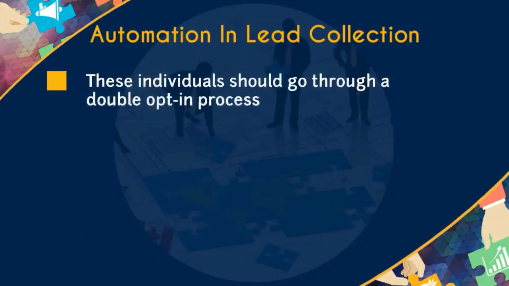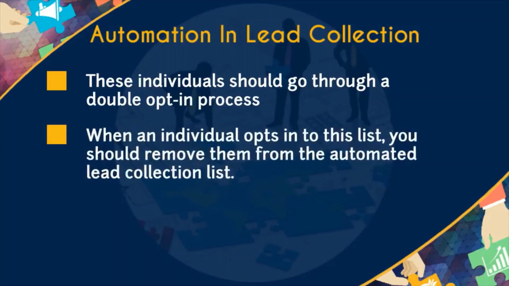Again, this should be part of your double opt-in process. You want to put these people through a double opt-in process because the double opt-in process is going to be a higher quality lead. And when an individual opts in on this list, then you're going to automatically have them removed from the automatic lead collection list if they're using the same email, right? You want to do that. So basically what you're doing in this lead collection process is you're trying to move people into the double opt-in list, even if they came in single opt-in.